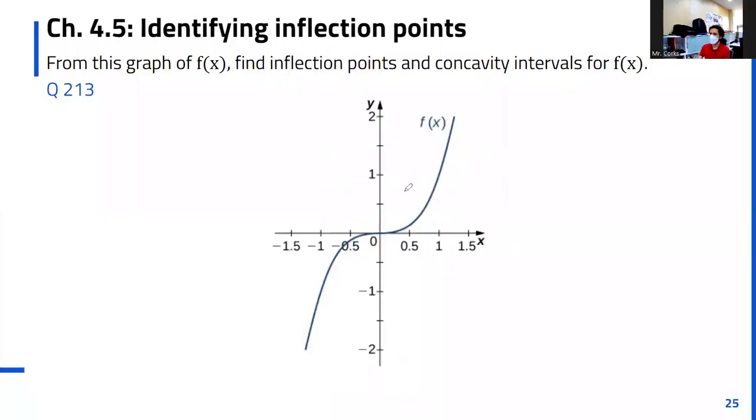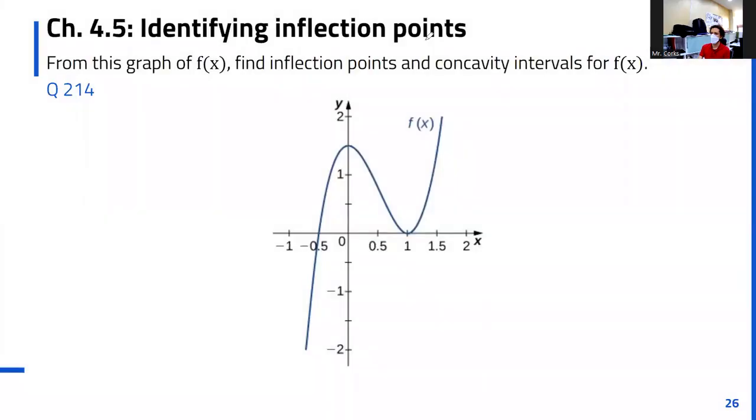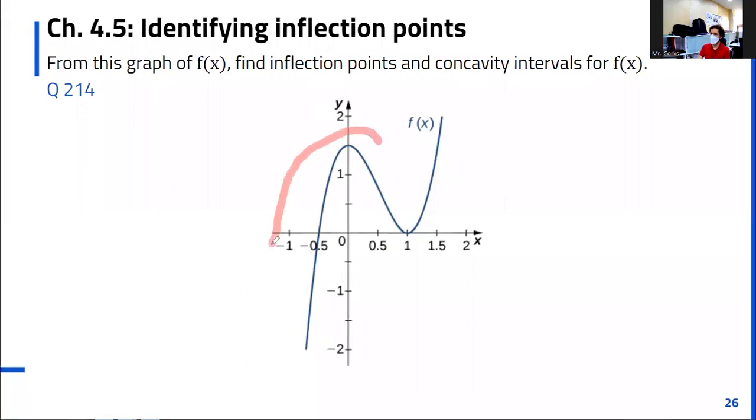Okay, we have curving up here. So concave up here, concave down here. And then we have this inflection point between the two of them. That's it. Here we have curving down, inflection point, curving up. Still just one inflection point and two intervals.